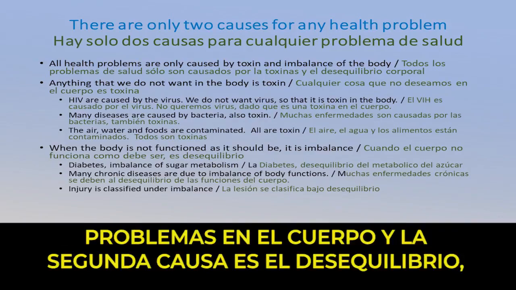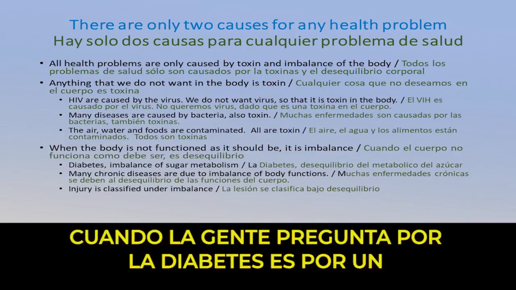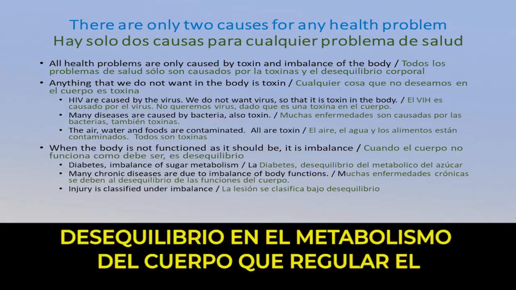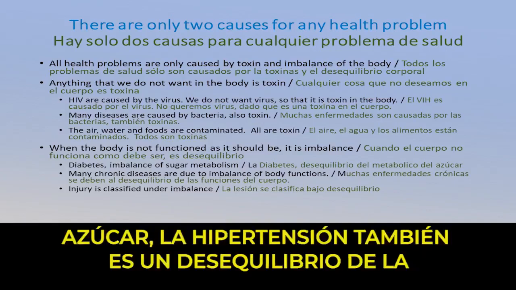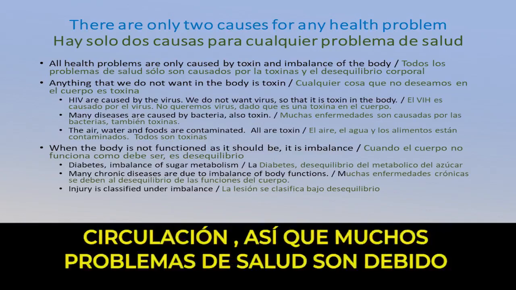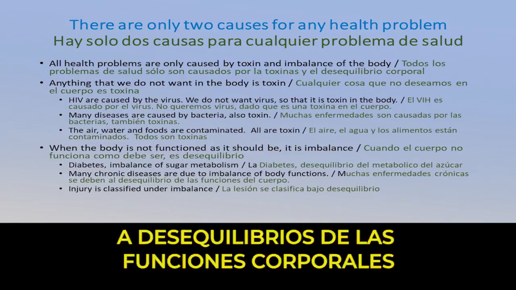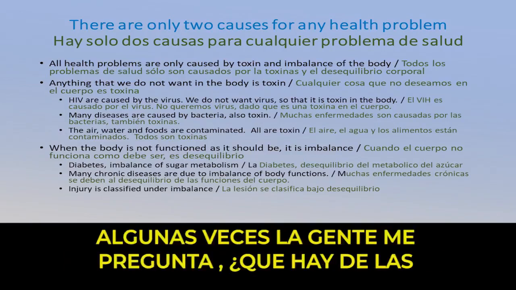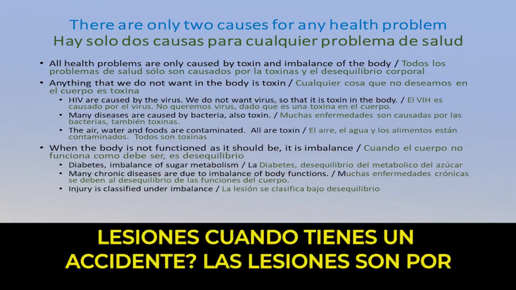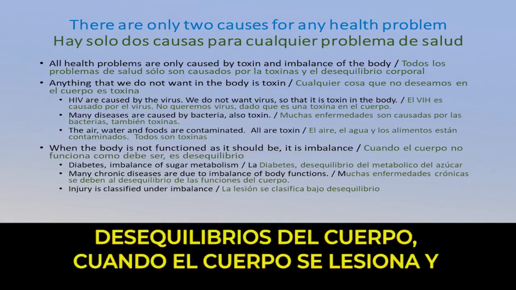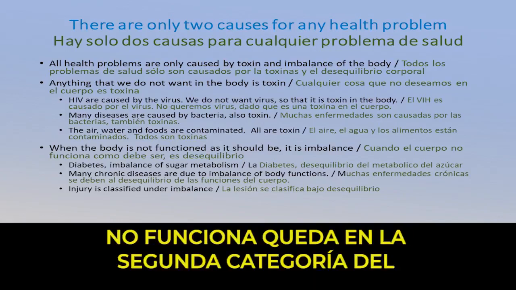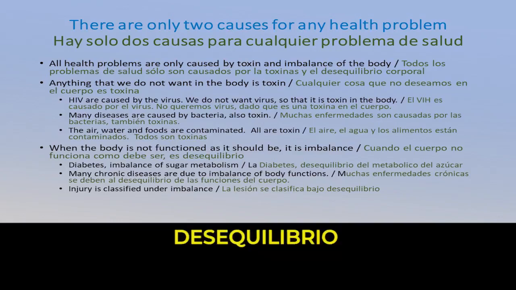And the second cause is imbalance. Many people ask about diabetes. Diabetes is an imbalance of the sugar metabolism inside the body. Then hypertension is also an imbalance of the circulation. So many chronic diseases are due to imbalance of body function. Sometimes people ask me, how about injury? Someone has an accident or injury. We say injury is due to imbalance. The body is injured, it does not function as it should. So it's also under this second category, the imbalance.